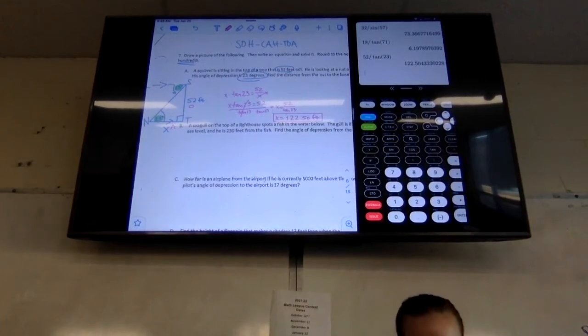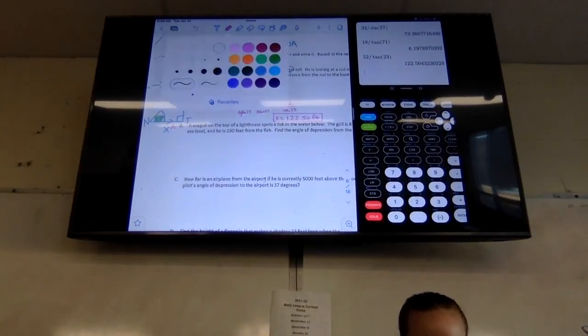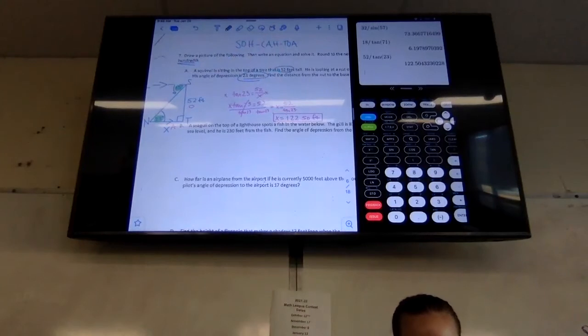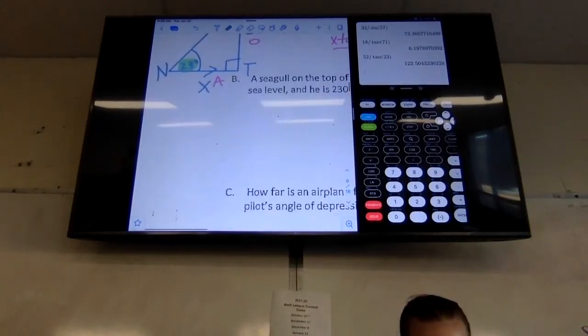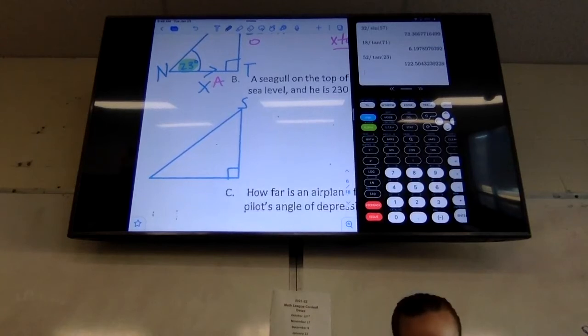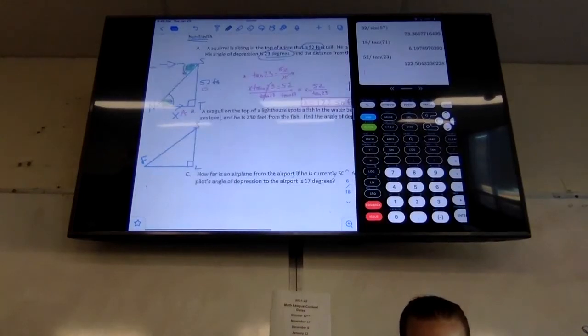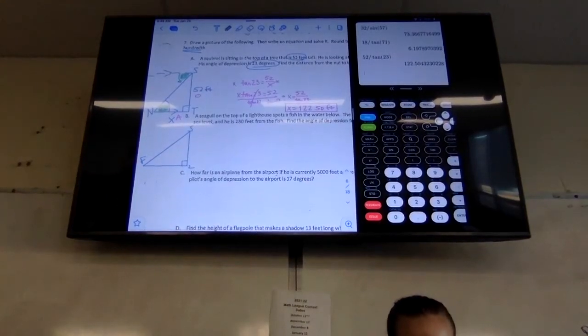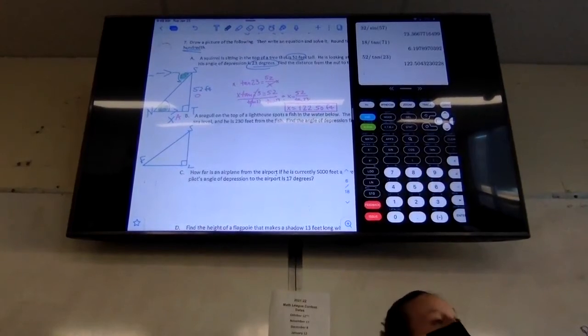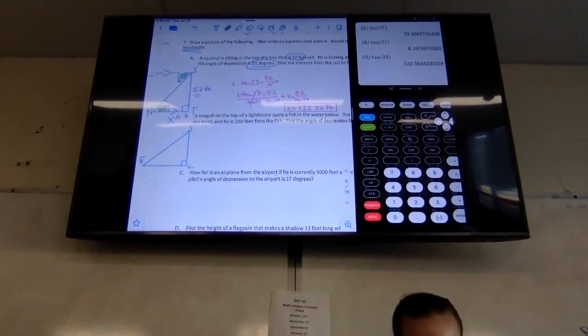All right, let's do the next one. The next one says a seagull on top of a lighthouse spots a fish in the water below. Okay, stop. Let's draw a picture. Draw a triangle. A seagull on the top of a lighthouse. So the seagull's at the top. This whole vertical structure is a lighthouse, and it spots a fish in the water out in front of the lighthouse. It will always be a right triangle. The only way you can do this is a right triangle.